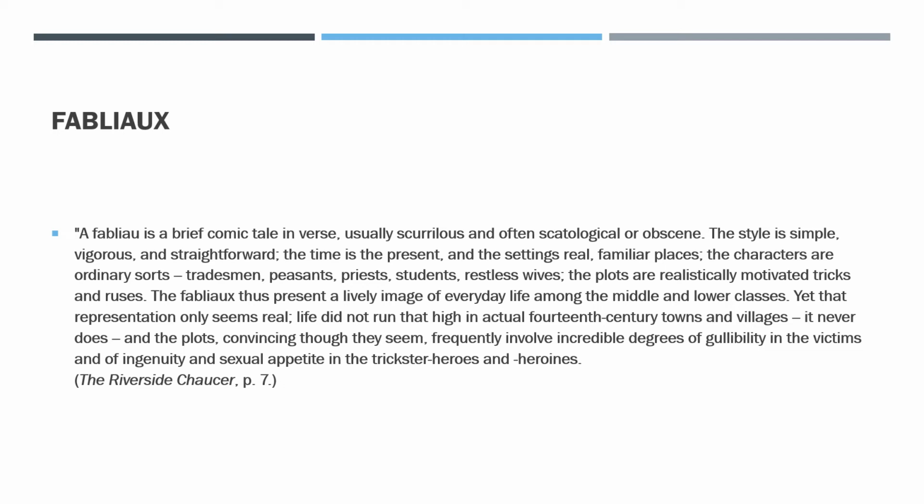So let's talk about genre for a moment. The Miller's Tale is a fabliau. And I have a definition of the fabliau here. A fabliau is a brief comic tale in verse, usually scurrilous and often scatological or obscene. The style is simple, vigorous, and straightforward. The time is the present, and the setting's real, familiar places. The characters are ordinary sorts: tradesmen, peasants, priests, students, restless wives. The plots are realistically motivated tricks and ruses. The fabliaux thus present a lively image of everyday life among the middle and lower classes.